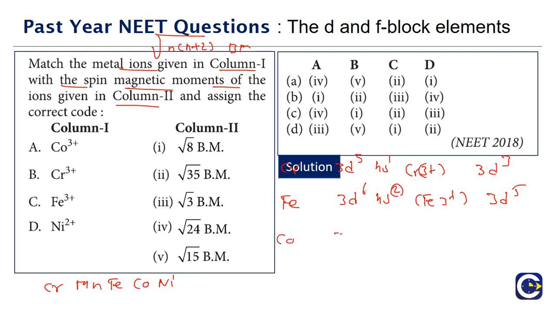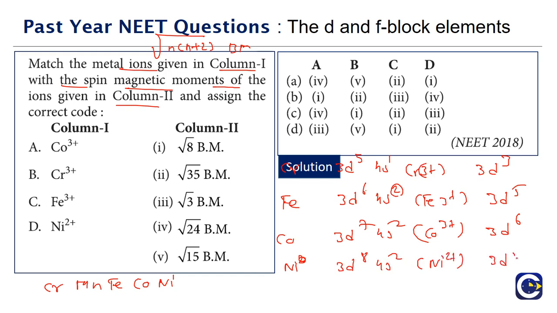Then we have cobalt. Cobalt will be what? 3d7 4s2. Cobalt 3+ means what? It is 3d6. Then we have nickel. Nickel is what? 3d8 4s2. Nickel 2+ means what? The 2 electrons from the 4s are removed, means it is 3d8. Now the question is, in each of the configurations, we have to find out what is the spin magnetic moment value. Spin magnetic moment value we can find out by looking at the number of unpaired electrons.